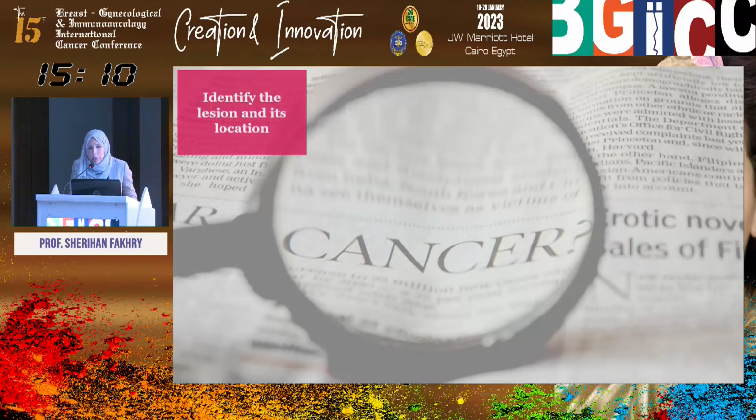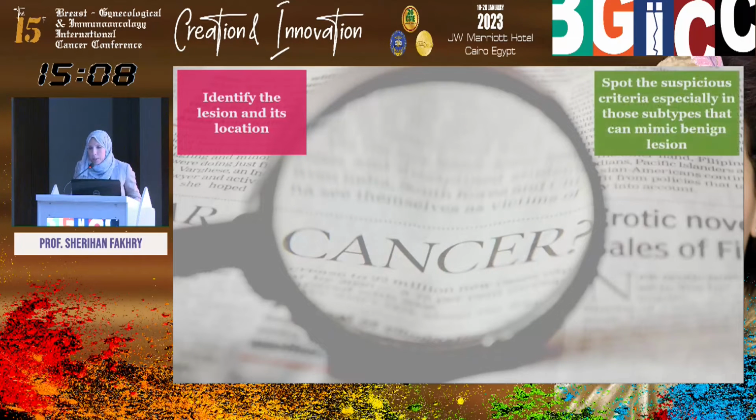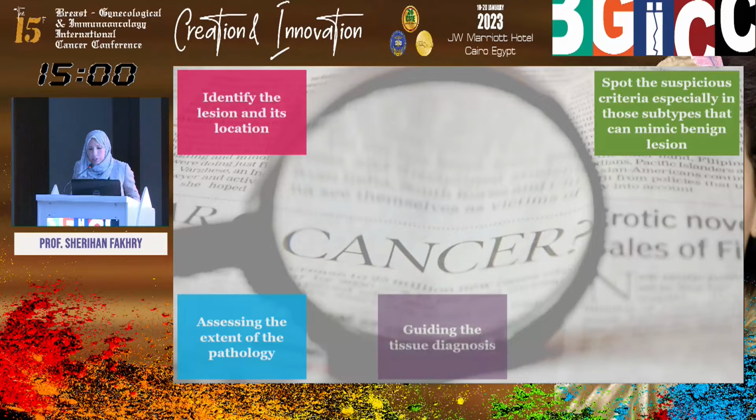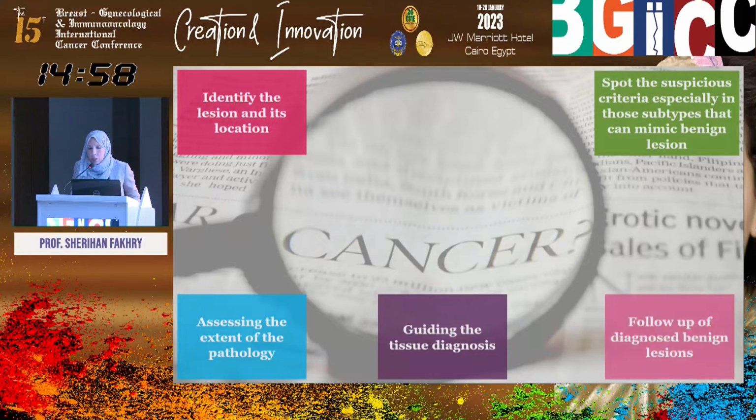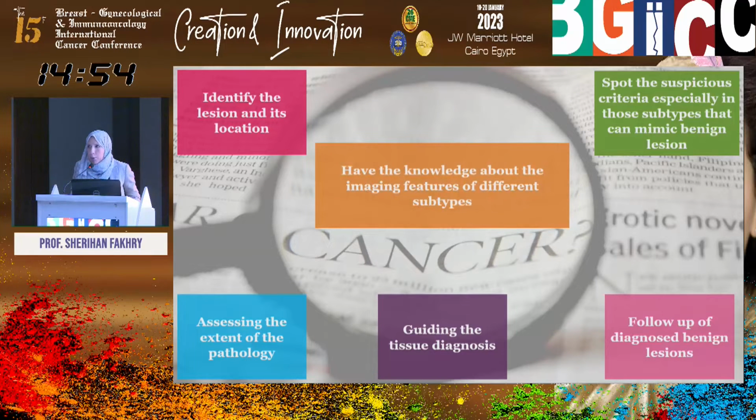He must identify the lesion and its location, spot the suspicious criteria, especially in those subtypes that can mimic benign lesions, assess the extent of the pathology, guide the tissue diagnosis, follow up the diagnosed benign lesions, and he must have the knowledge about the imaging features of different subtypes, and this is the aim of our session.